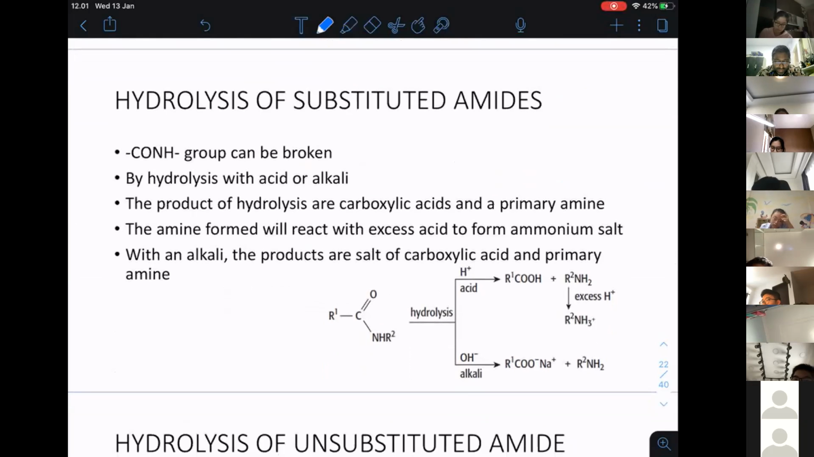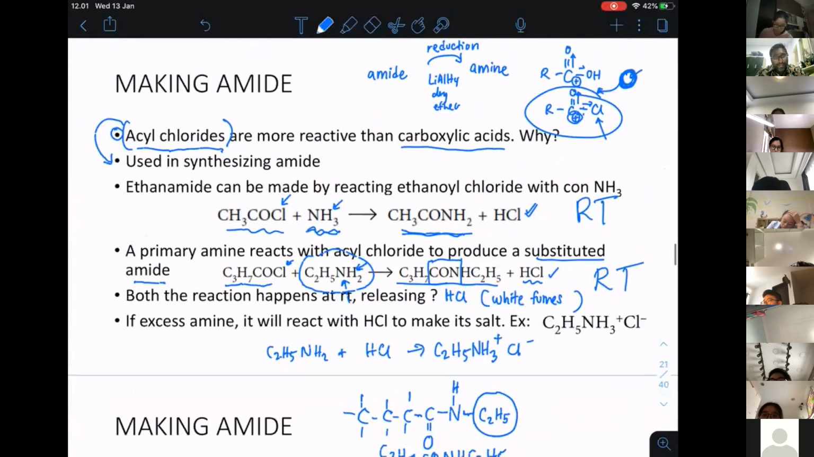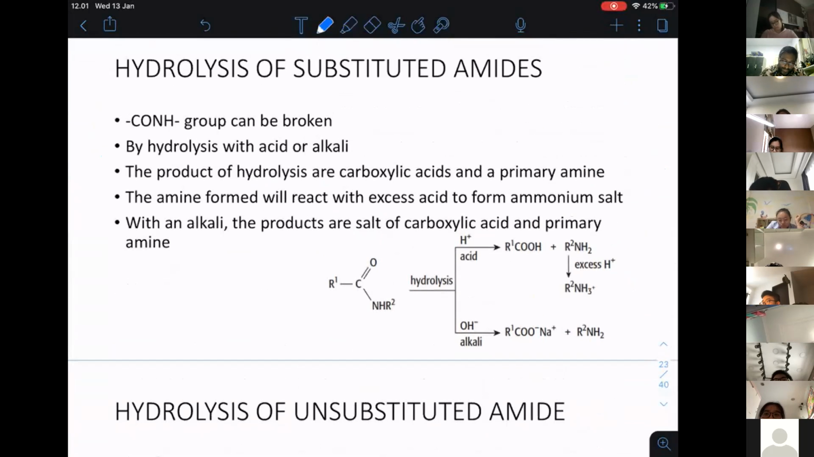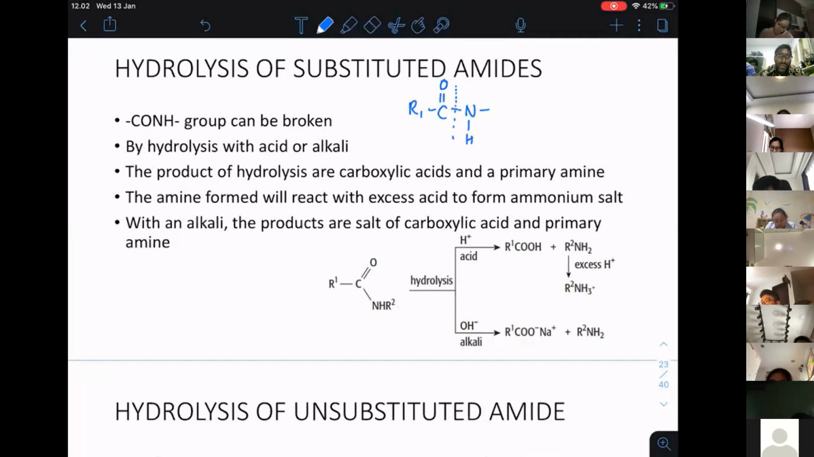So what are going to be the reactions of substituted amides? We have learned how to make amides. Now these are going to be the reactions of the amide. If you look at this bond, this is going to be NH. Let it be H or any R group, let's say I put R1. So this one, just leave it like this. They mentioned that the CO and N bond can be broken. So how do you break this bond? By using a hydrolysis reaction.